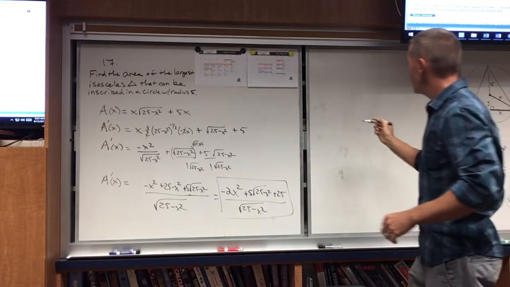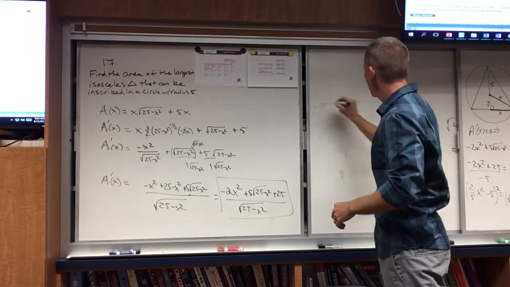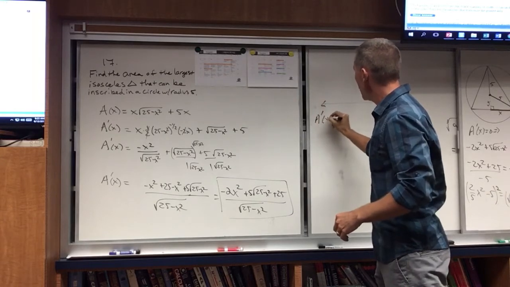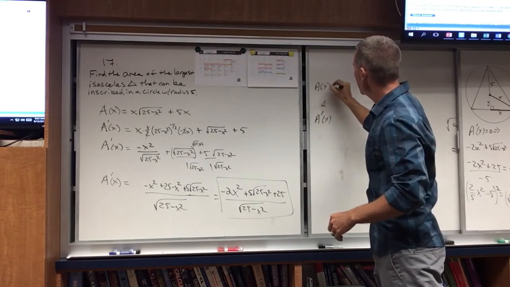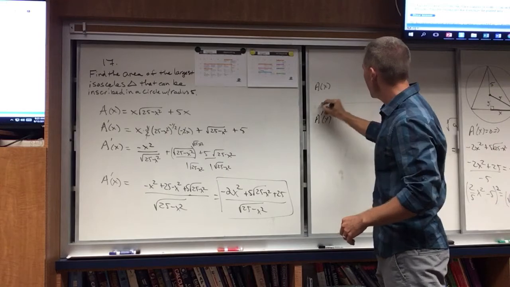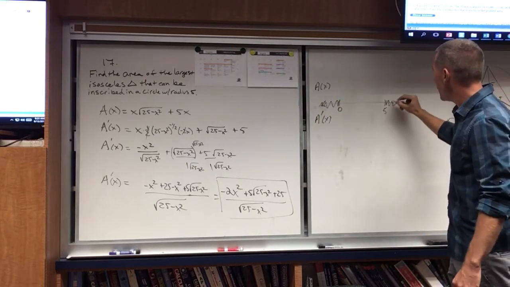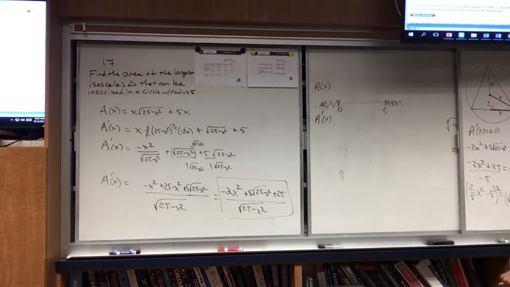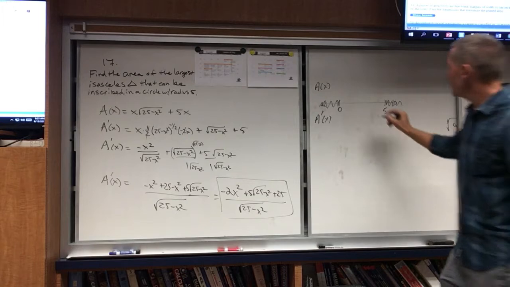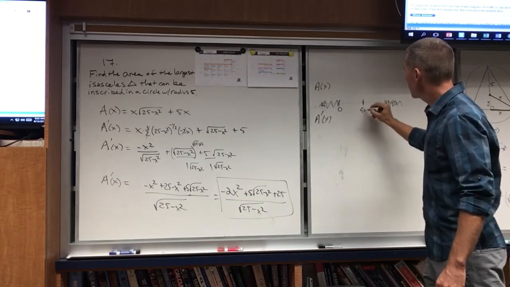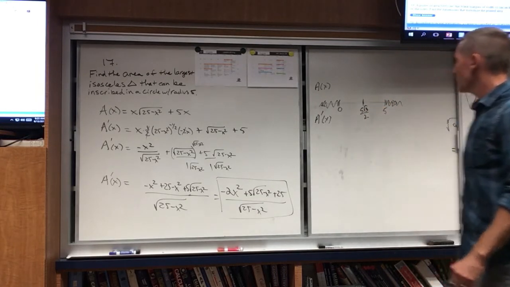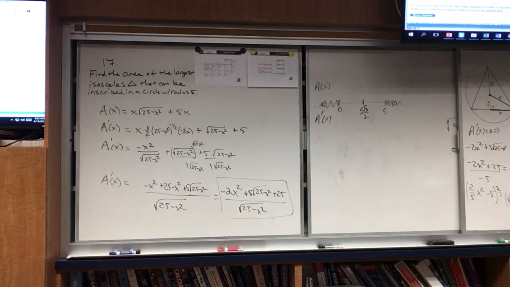So on my sign chart, this is going to be a prime of x, and this is a of x. And 0 doesn't make sense for the x values, and it doesn't make sense for x to be greater than 5 over there. And so the value that I really just got was 5 root 3 over 2. Okay? So 5 root 3 over 2 is greater than 1.